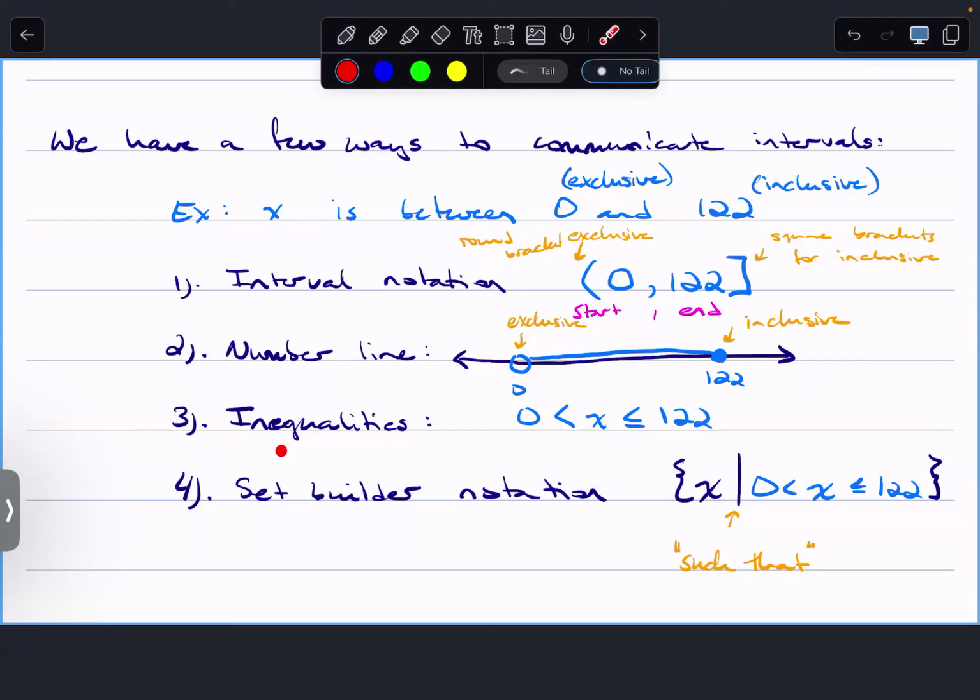Inequalities. You can use inequalities, which are less than, greater than, less than or equal to, greater than or equal to, right? And so the or equal to is this line underneath. So here, this is the exclusive, and this is the inclusive. So x is greater than 0, but less than or equal to 122 is one way that you could read that inequality.